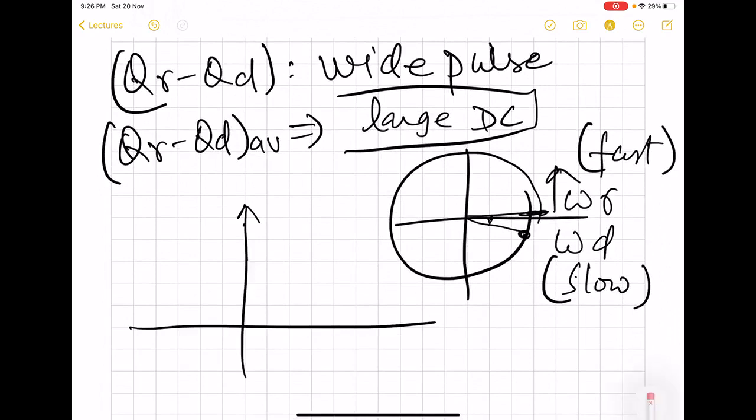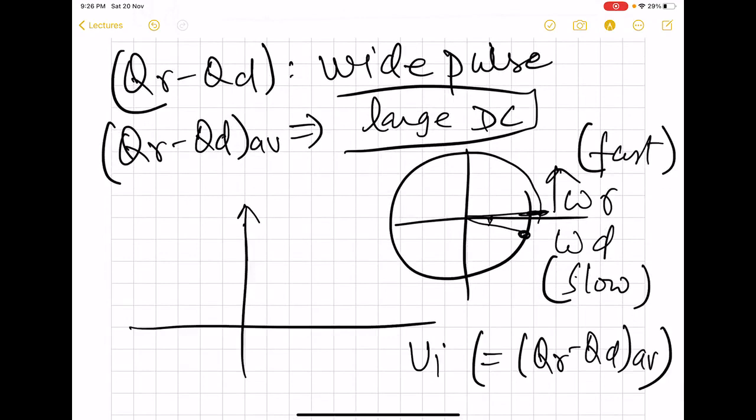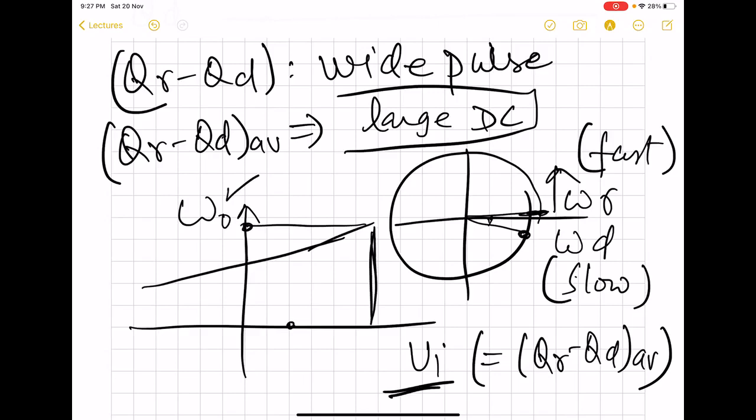Sorry, for the VCO, this is not going to be theta E, but rather the input is going to be QR minus QD average, the DC of this difference signal. And this output is going to be the output frequency. So the system will be somewhere here, anywhere, but then we see that a large positive input voltage is now being fed to the VCO. So a large positive means somewhere here. So that means the output frequency of the VCO is going to increase by a large amount.